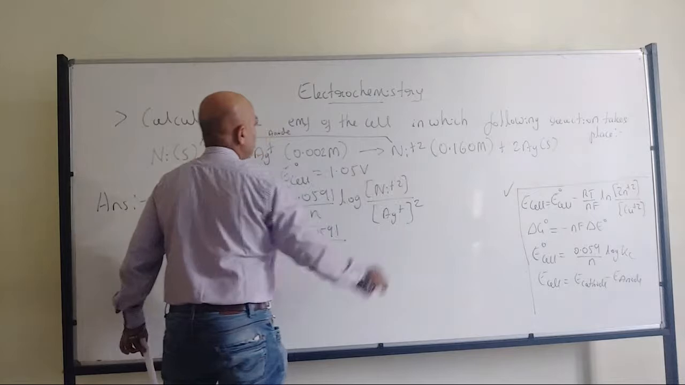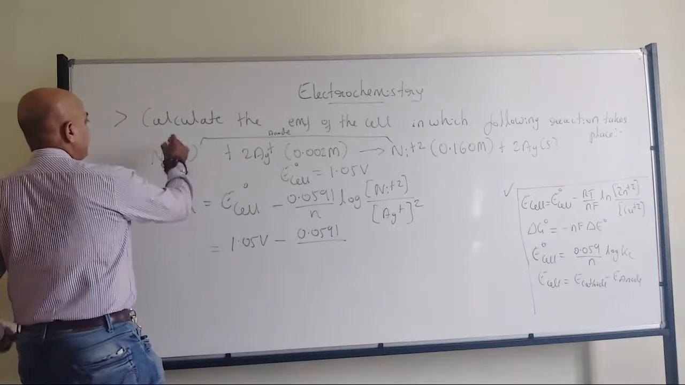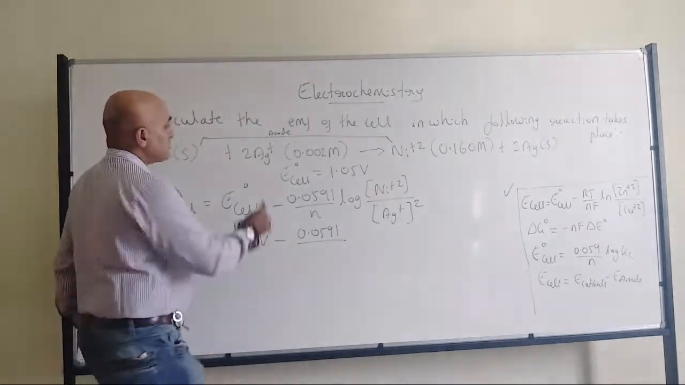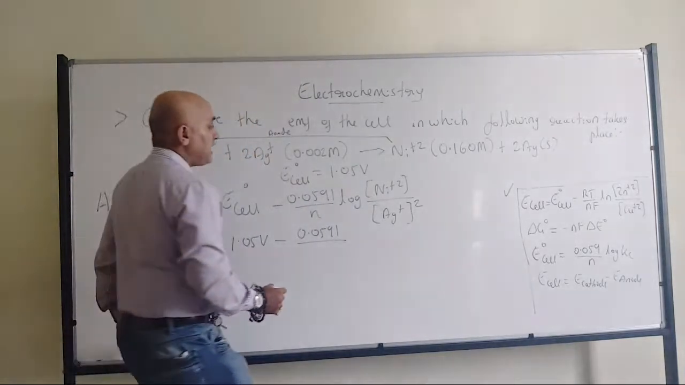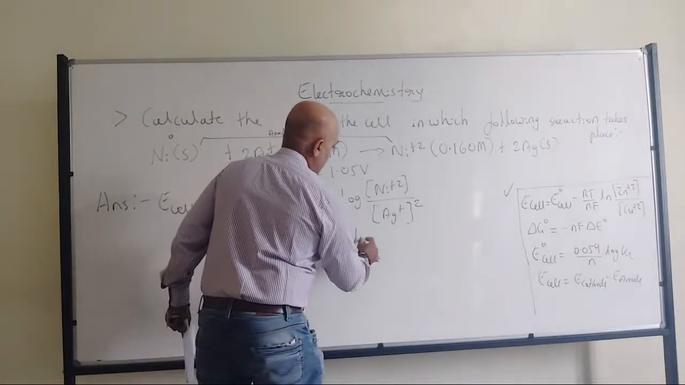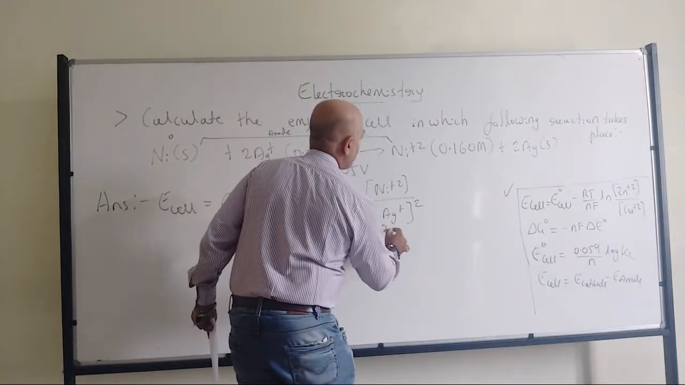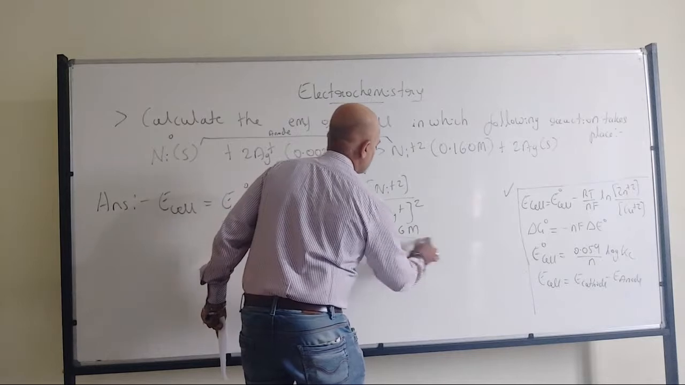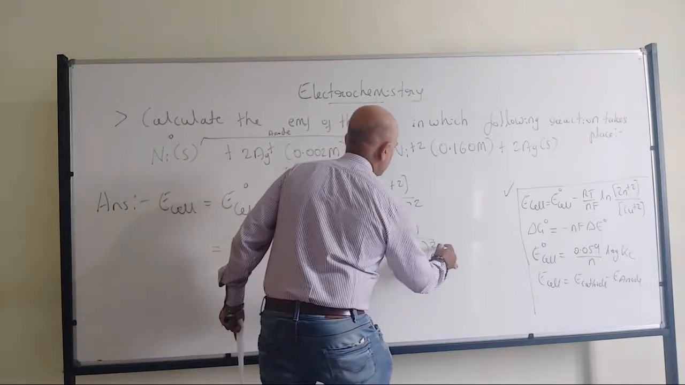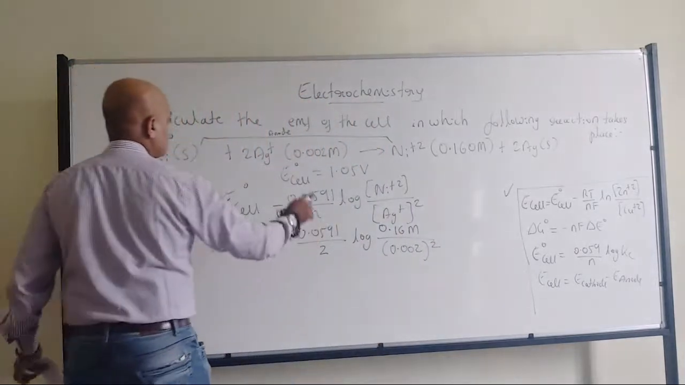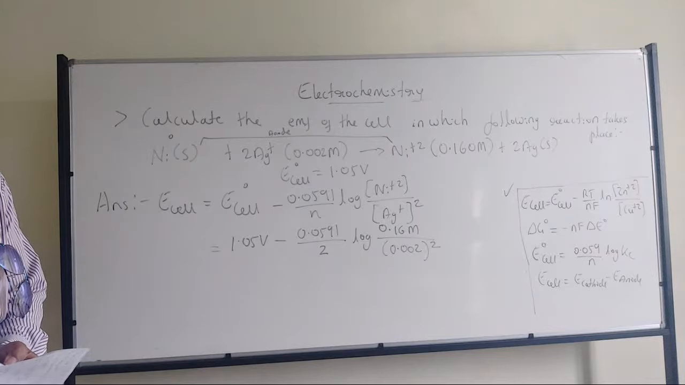The n value will be 2 electrons, because nickel goes from 0 to plus 2. That means 2 electrons are involved, because the 2 silver ions, each plus 1, become 0. So naturally n should be equal to 2. So log of the nickel concentration, which is given as 0.16 moles, over the silver ion concentration, 0.002, the whole square. Don't forget to put the whole square because there are 2 silver ions.